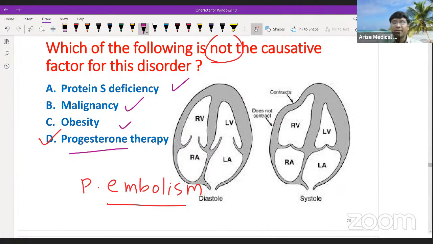Right? Very good, Rajkumar. It is high dose estrogen therapy. High dose estrogen therapy is the hypercoagulable state, but not the progesterone therapy. Okay. That is about the question related to McConnell sign and pulmonary embolism.